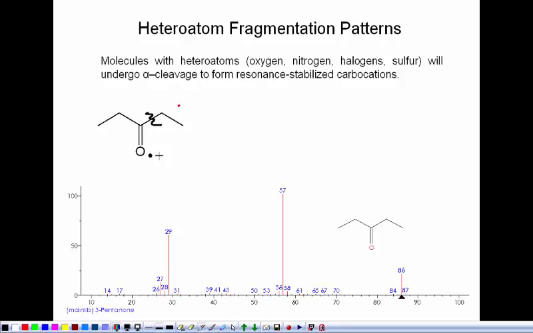Well, if we think about doing this and taking this molecule, which is pentanone, if we think about cleaving that bond, what's going to remain? Well, of course I'm going to get an ethyl carbocation half the time, and my ethyl carbocation shows up at 29. But what about the other part of the molecule? What about this part?